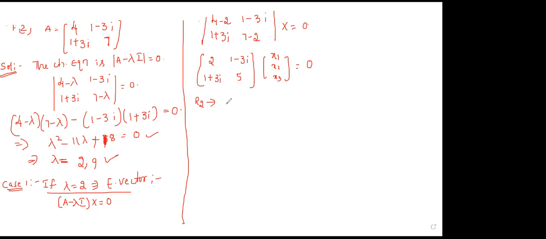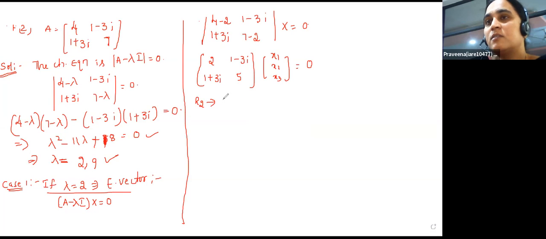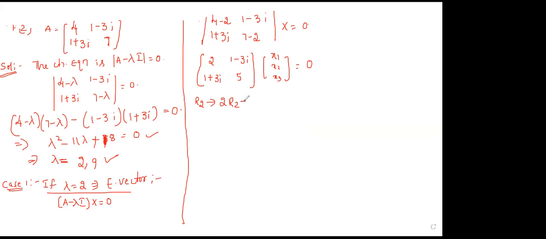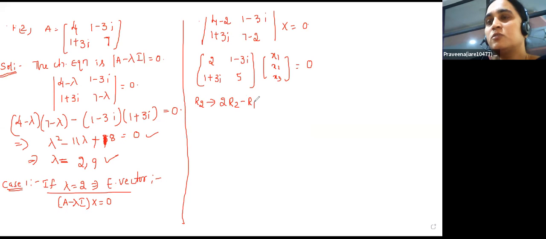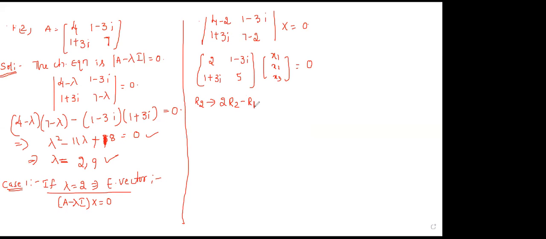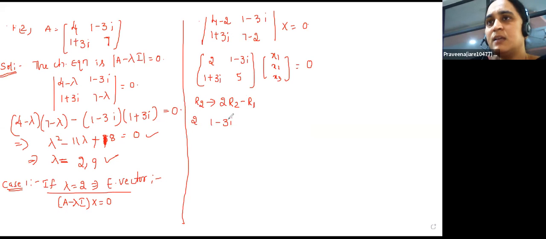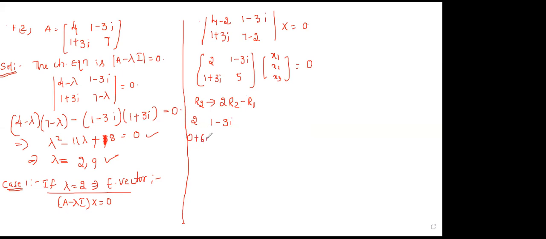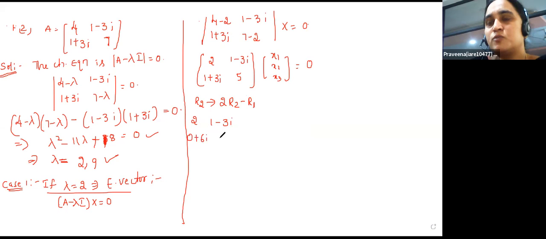R2 changes to 2 into R2 minus R1. 2 into R2 minus R1. Will it become 0 completely? In complex it comes, only 3i remains, R2 minus R1. Okay, let's see. 2, 1 minus 3i. Here 2 minus 2 becomes 0. And 6i comes, and 2 fives are 10.